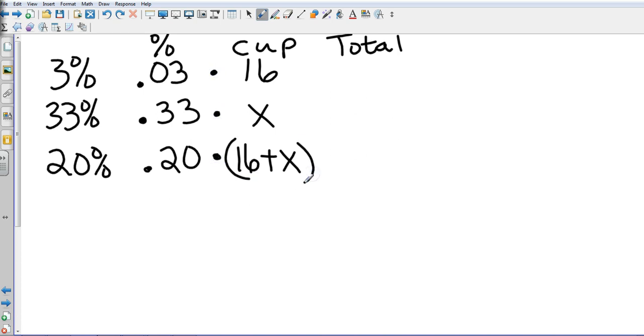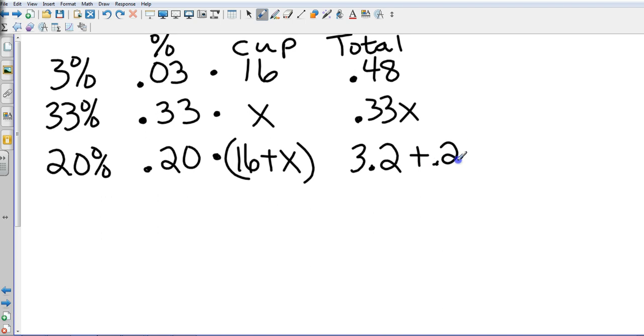Remember that the third one is a distributive property problem, so you have to take 0.2 times 16. And what is 0.03 times 16? 0.48. The next one's pretty simple. That's going to be 0.33x. Okay, what is 0.2 times 16? 3.2. Good answer. 3.2 plus 0.2x. Again, I have to multiply this times this. I also have to multiply it times the x.